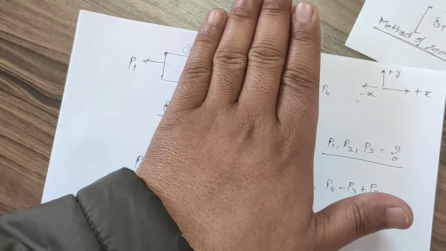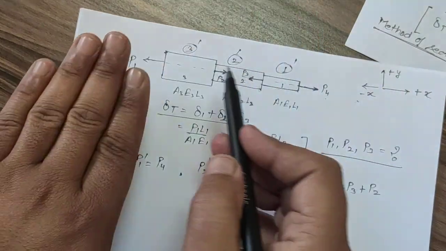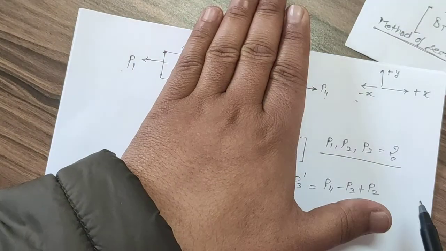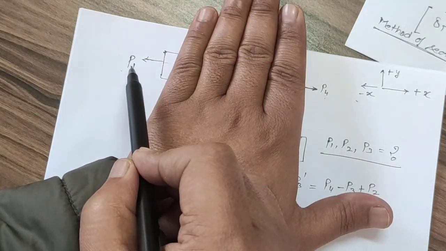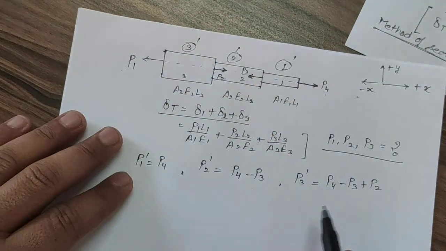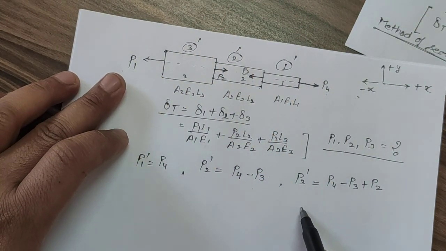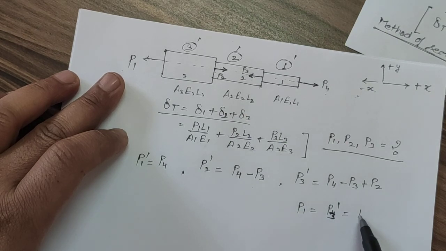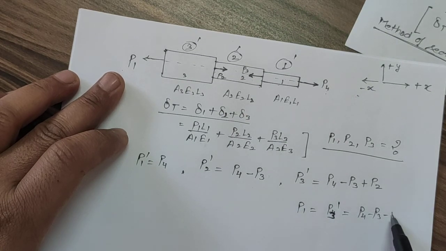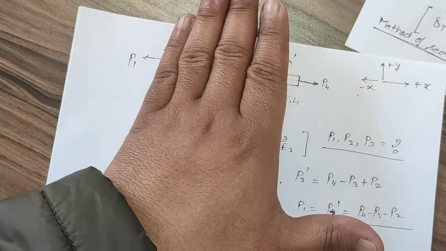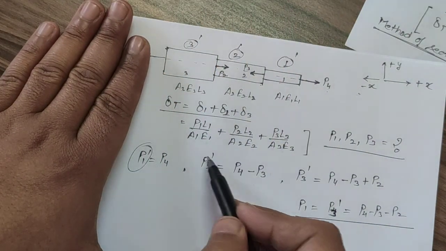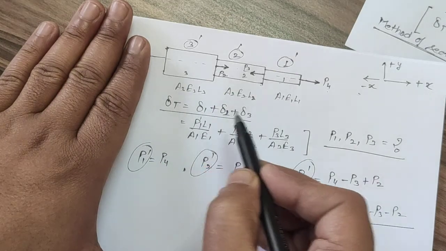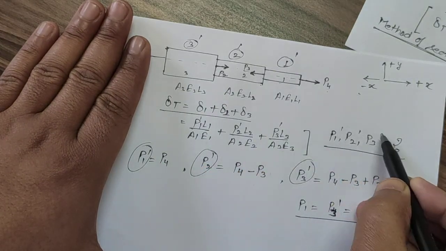And this P3 dash, if we observe from the left hand direction, here on this member P3 dash is acting, and we can say here P1 is acting. We don't require this value, but if the value of P1 is asked, then we can say yes, P1 is equal to P4, and P1 is equal to P3 dash, equal to P4 minus P3 minus P2. So we have measured all the values we required: P1 dash, P2 dash, P3 dash.